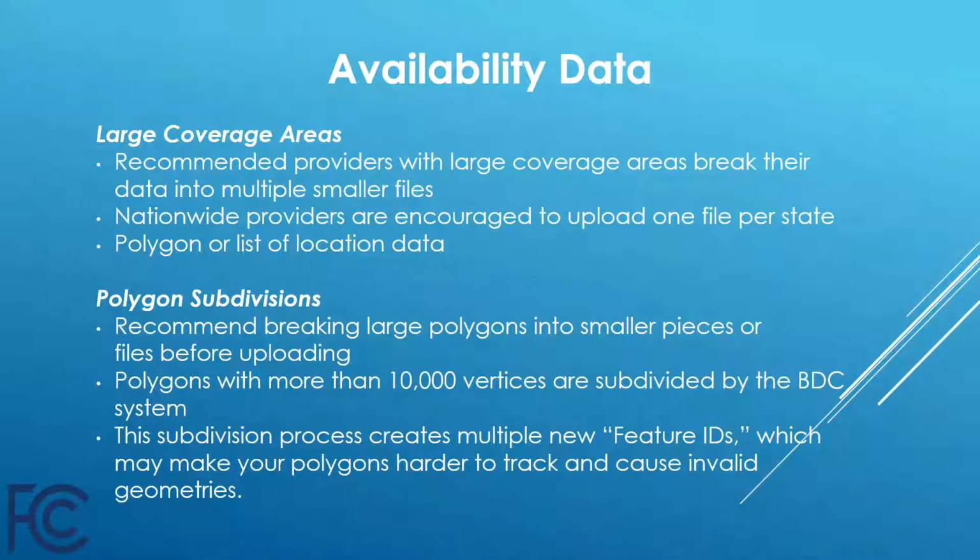Your GIS availability data may be broken into smaller pieces in a process called subdivision. If a polygon in a GIS file has more than 10,000 vertices, the system will subdivide it for ease of processing and display. When a single polygon is subdivided into multiple smaller polygons, the new polygons will each have a new feature ID. This may make your polygons harder to track and cause invalid geometries, so we encourage you to break your coverage area into smaller polygons on your end, rather than relying on the system to do that.